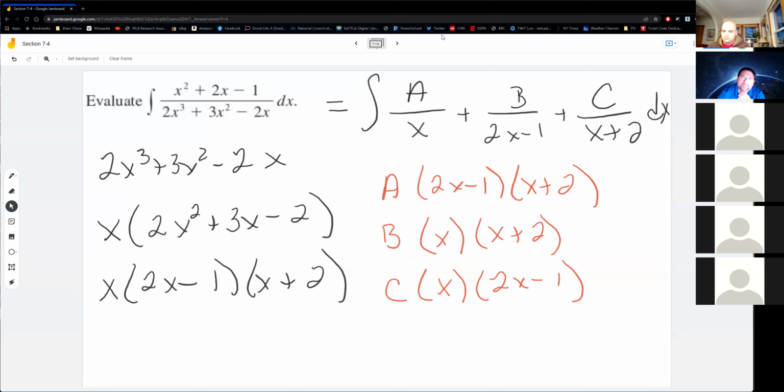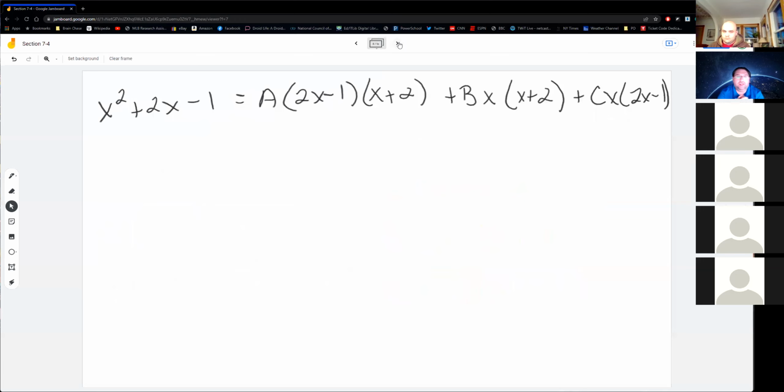All right, so here is my equation that I have. x squared plus 2x minus 1 has to equal those three things added together. Now, for all the years that I've taught this, I know for a fact the majority of people do not know how to do systems of equations very well, especially once they get past two variables. So there's another way to do this.